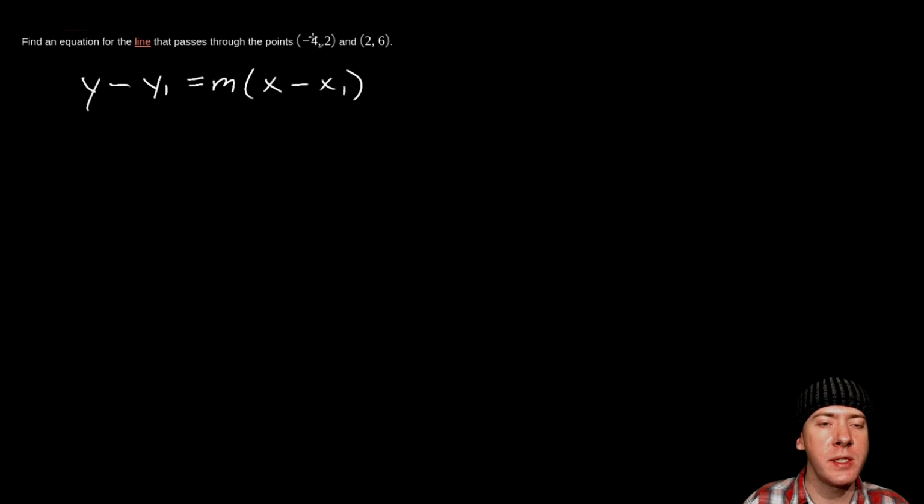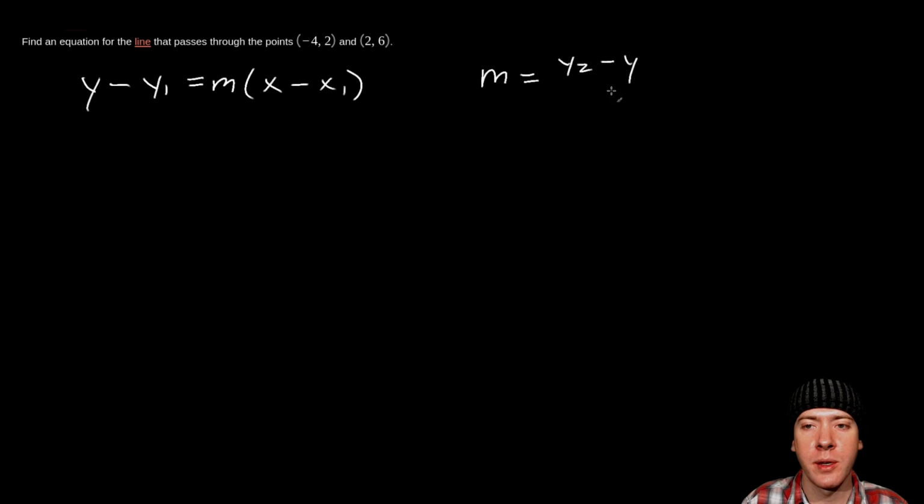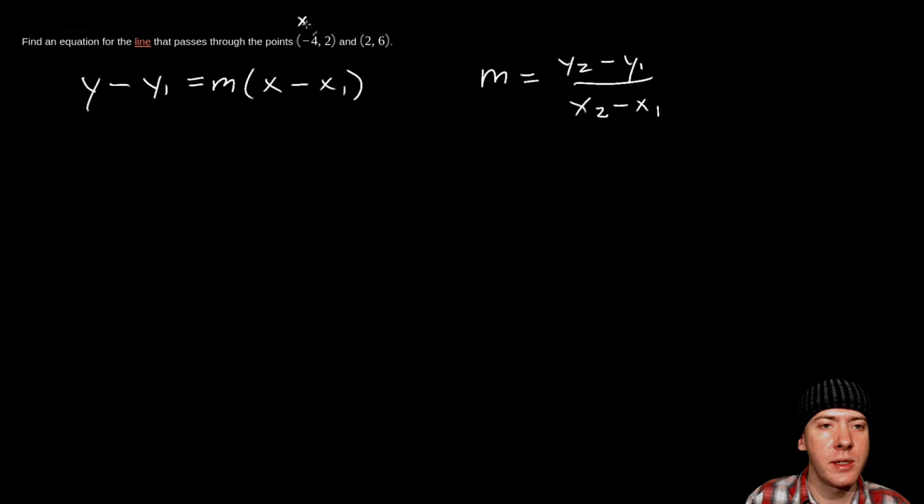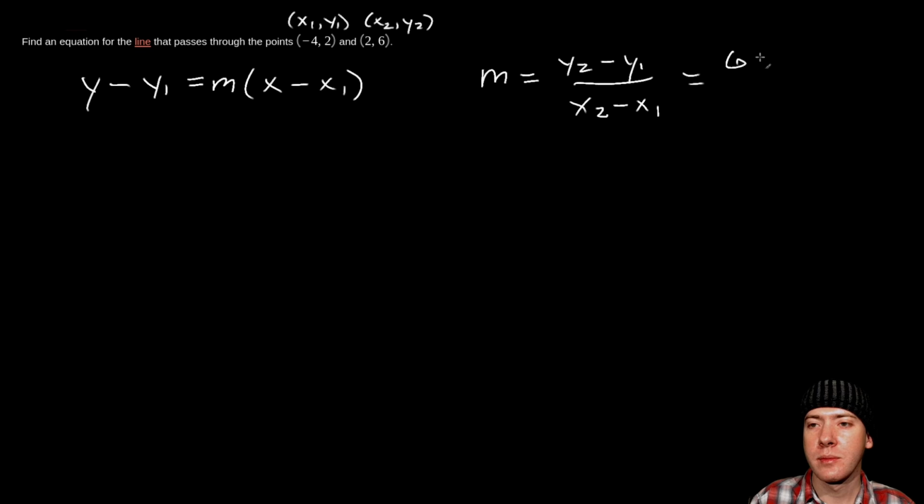And our first step is going to be to get the slope between these 2 points. Okay, so we are going to use m equals y2 minus y1 over x2 minus x1. And let's call the first point x1, y1, and the second point is going to be our x2, y2. All right, so on the top of the fraction here, we're going to have 6 minus 2. And on the bottom, we'll have 2 minus negative 4.